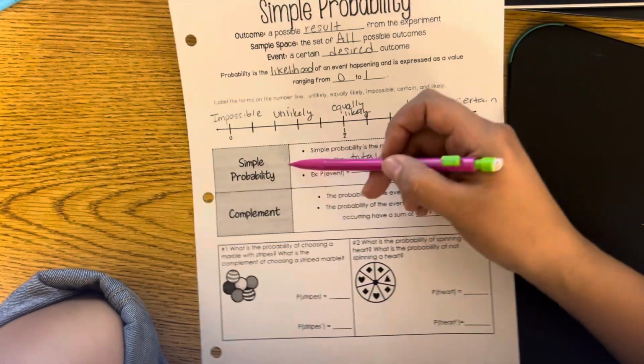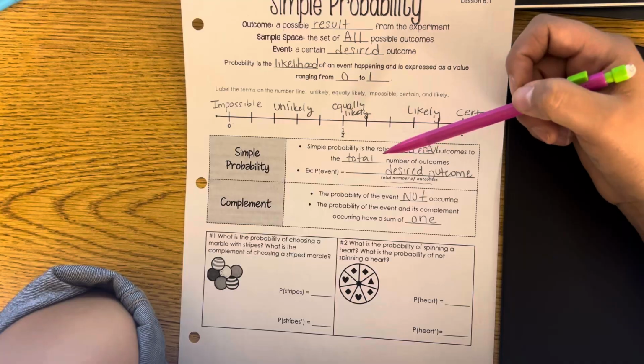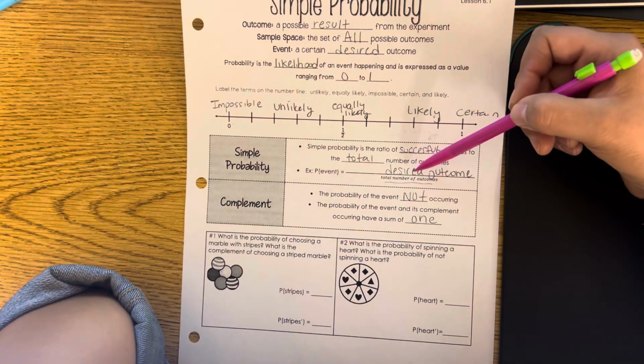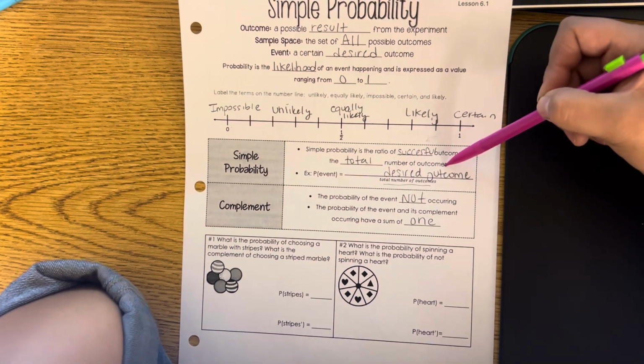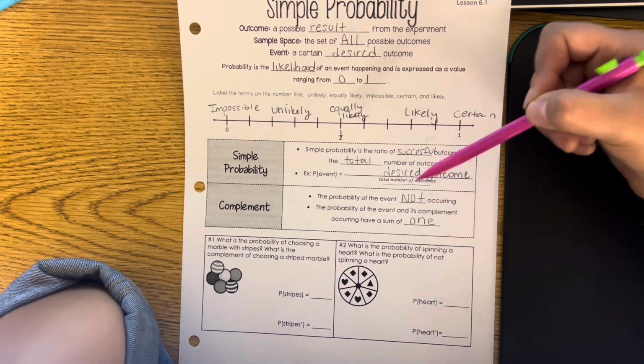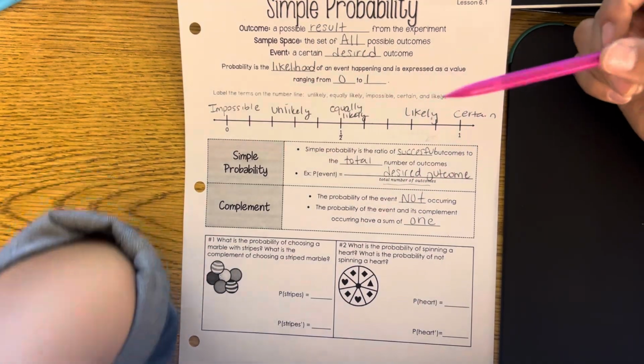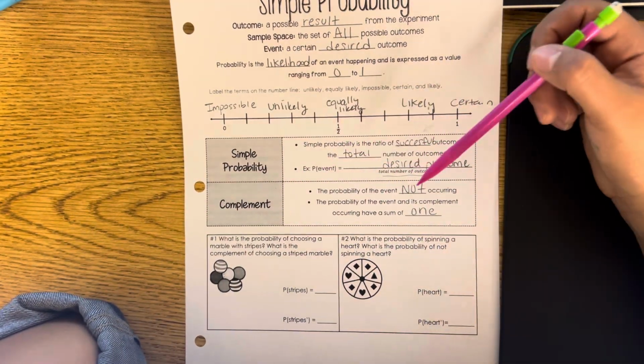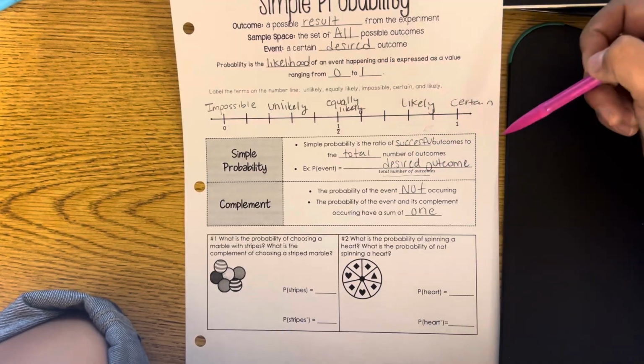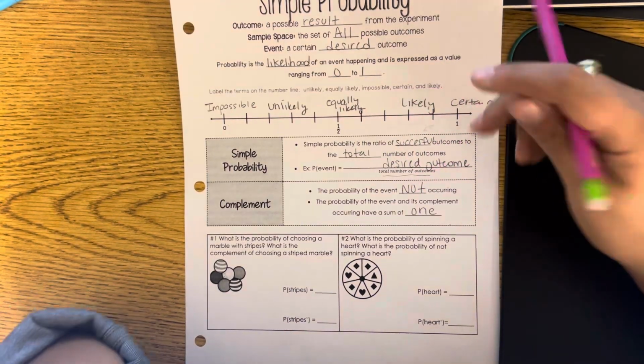So we're going to talk about different types. The first type is simple probability. This is just the likelihood of something happening, where we take our desired outcome, which is what we want to happen, over the total number of outcomes, and we set up a fraction and simplify. Versus our complement, which is the likelihood of something not occurring, and we'll talk about that in a second.